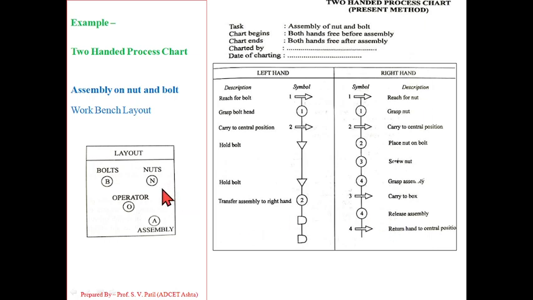Now the right hand, which has moved toward this bin A, will release that assembly in that bin. So here we have mentioned that operation, that is release assembly, which is numbered as a 4. Now at the end, that left hand will move back to the center position. So here there is a transportation symbol and the description is return hand to the center position.